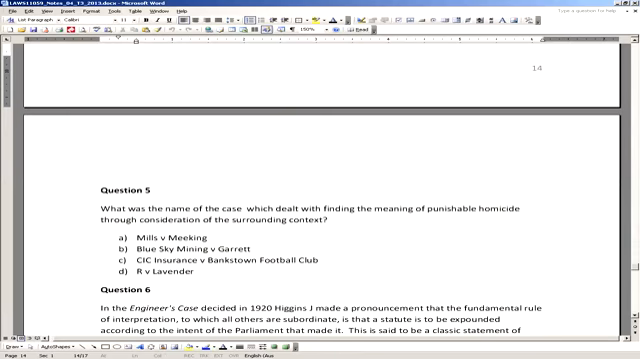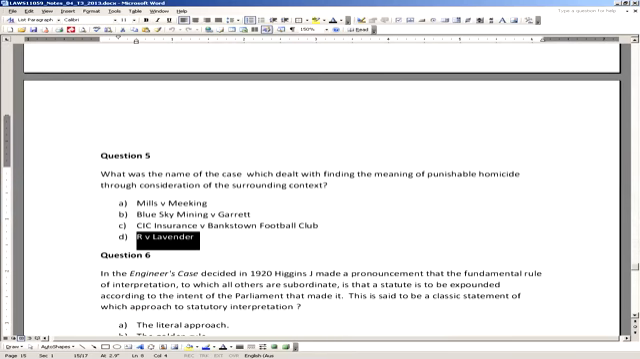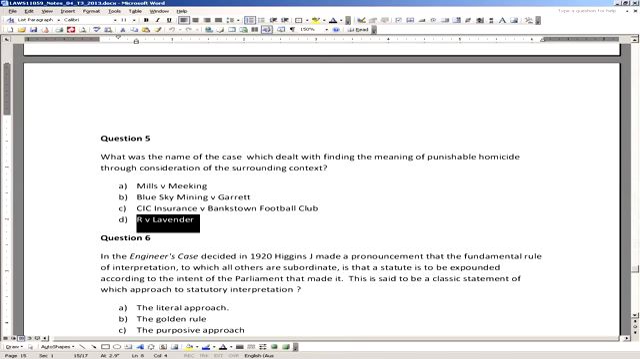Question 5, what was the name of the case which dealt with finding the meaning of punishable homicide through consideration of the surrounding context? Well, the only criminal case there is the Crown and Lavender, so that's the one, isn't it? Question 6.